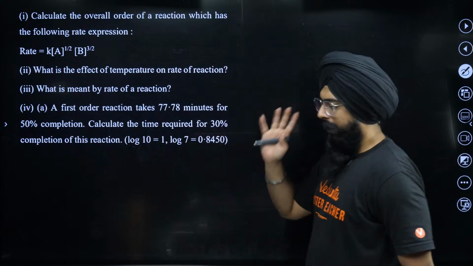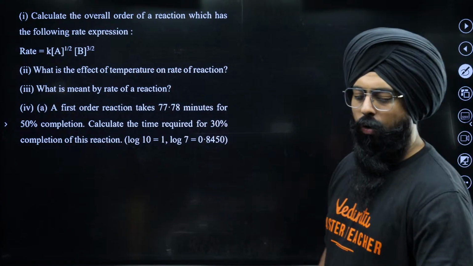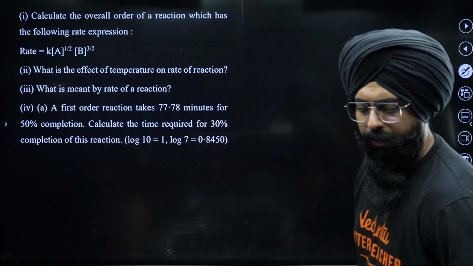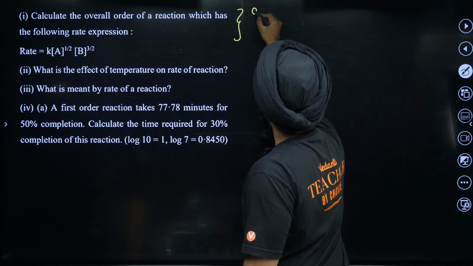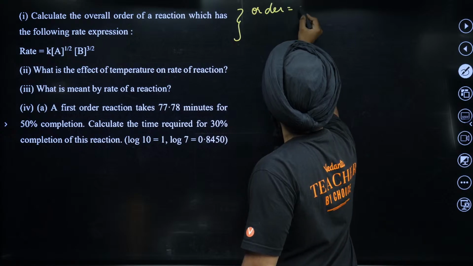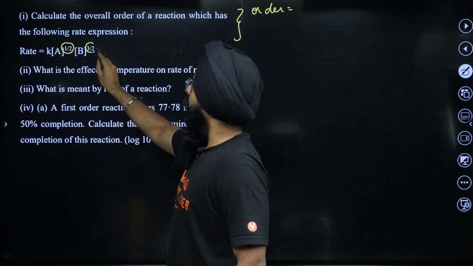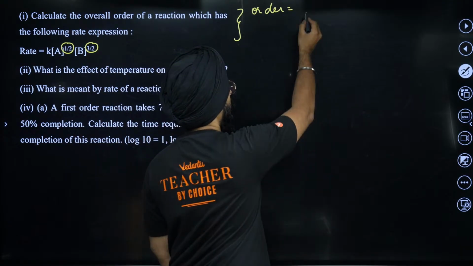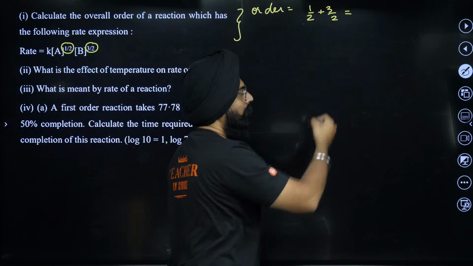Alright. So, this is the first question that we have for the class. Calculate the overall order of the reaction which has the following rate expression. So, my dear friends, what would be the order? Order is equal to the sum of the powers of these concentrations. So, it's very simple over here. Half plus 3 by 2. Very difficult calculation, people.